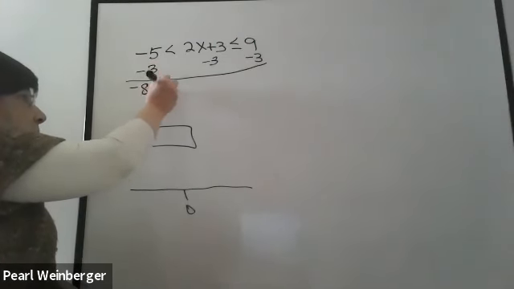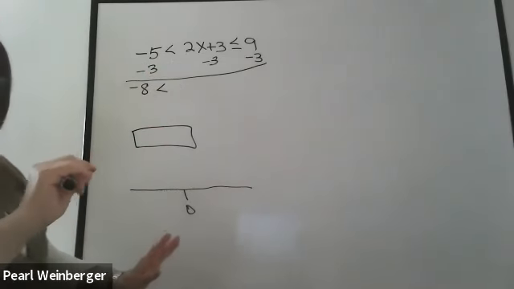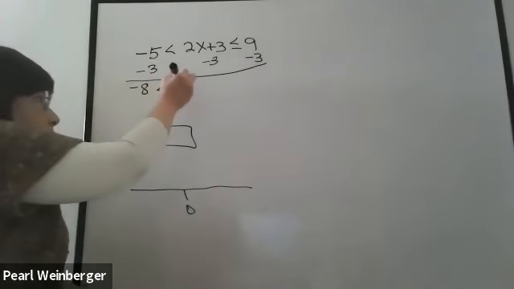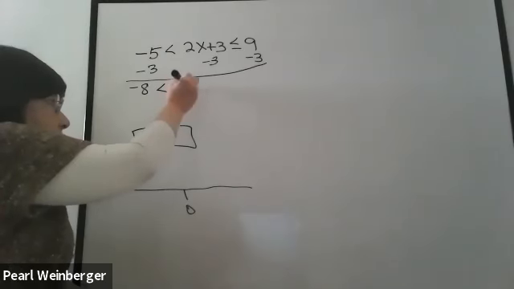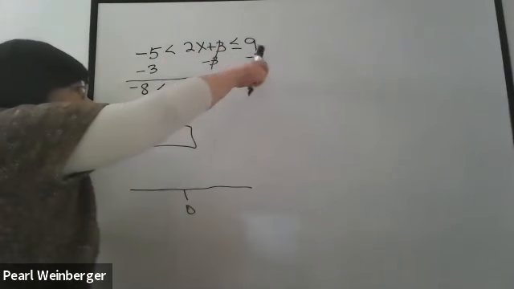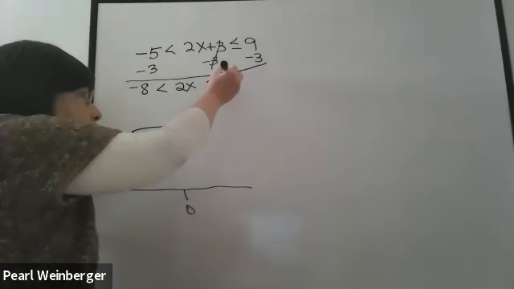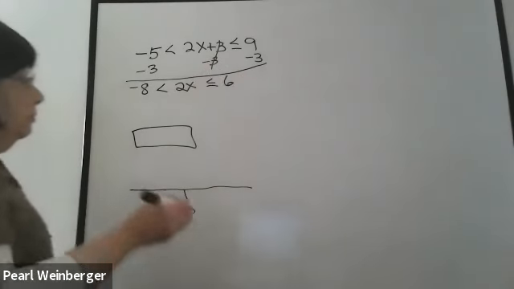Okay, so at this end, I have -5 minus 3, which gives me -8. That stays less than. These always have to end up being less than signs, though you don't have to worry, they will be. This will be a 2x. The 3's canceled out. And over here, I have less than or equal to 9 minus 3, which is 6.